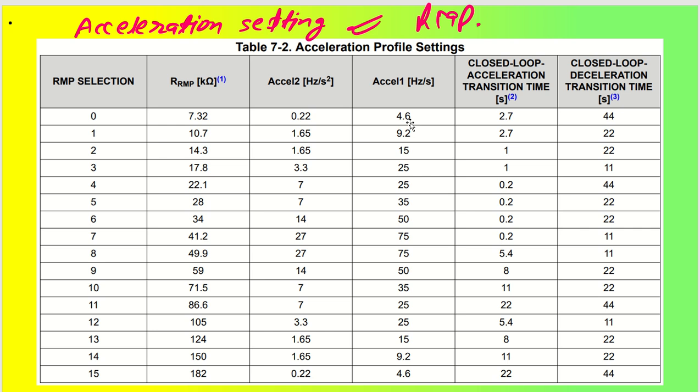Generally, you can start with the lowest value and later increase this to a higher value. So we'll be starting with a 7.32 kilo ohm ramp resistor setting, and then after setting the lead angle we will be able to set this particular value to the highest value. That is called motor tuning. Motor tuning, we will understand how to do that.